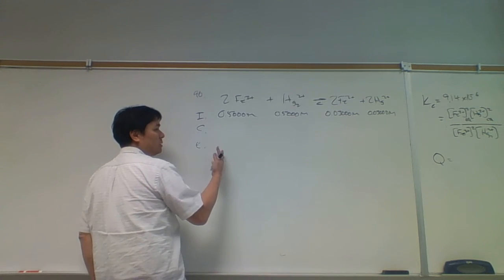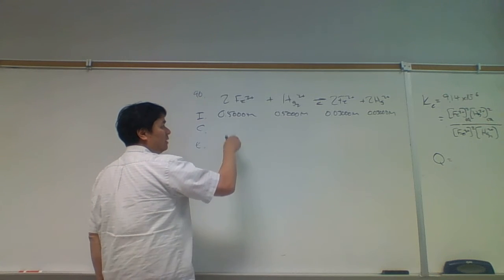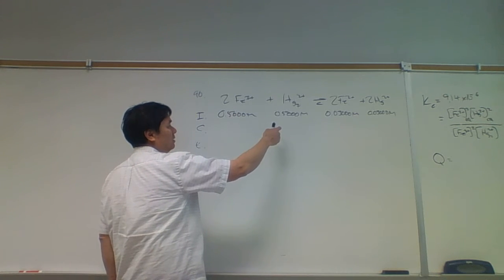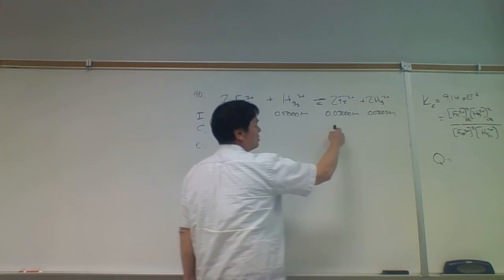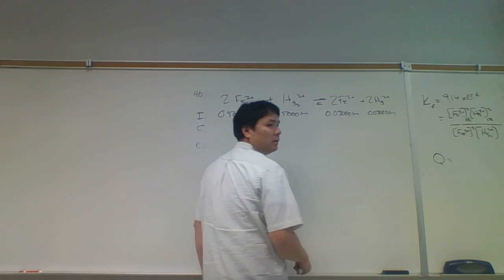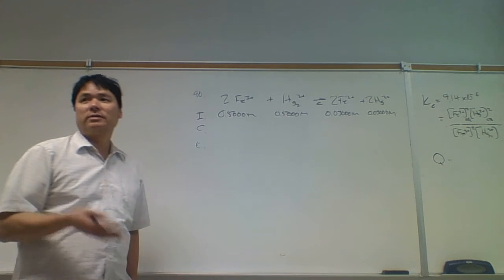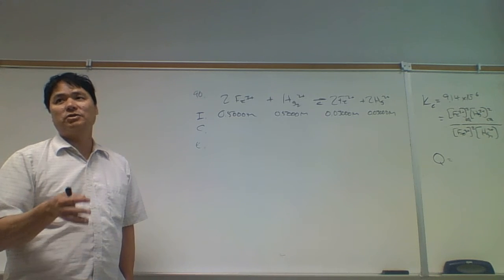If the ratio is too small initially, then we need more product. That means this is going to be minus 2x, minus x, plus 2x, plus 2x, because we need to form more product. So we've got to lose reactant, form more product. How much more? I don't know.